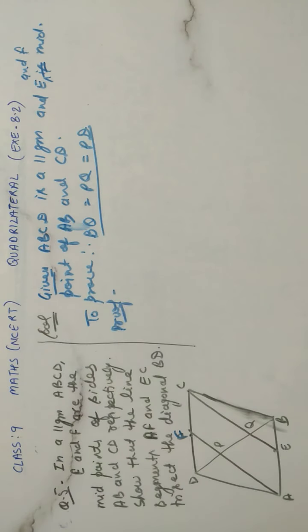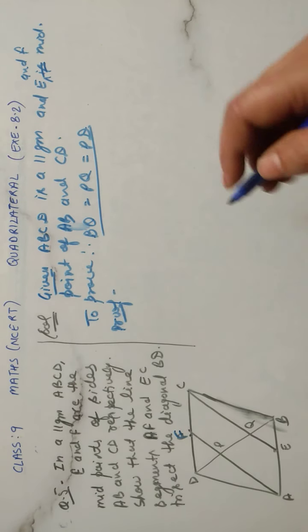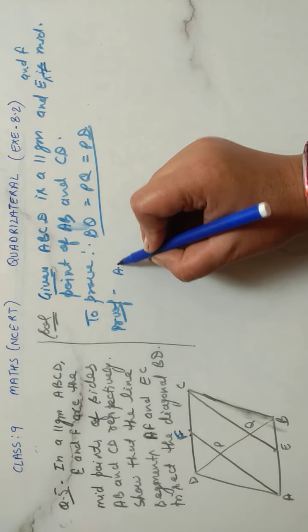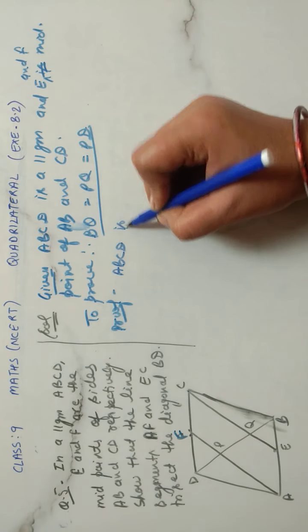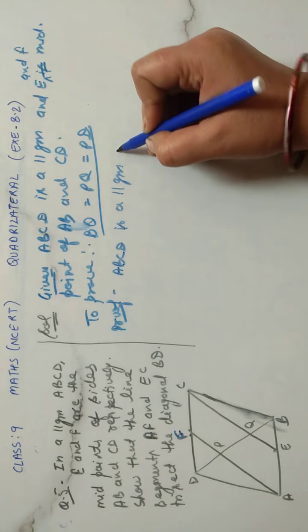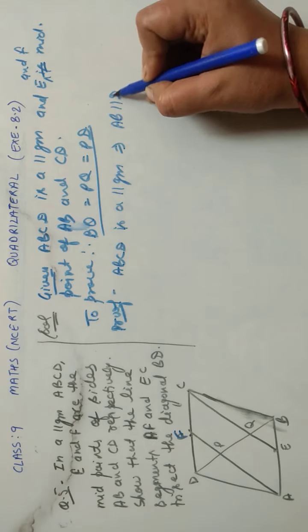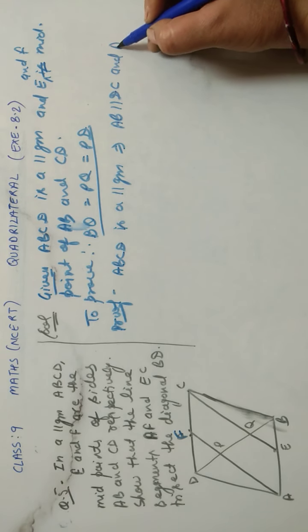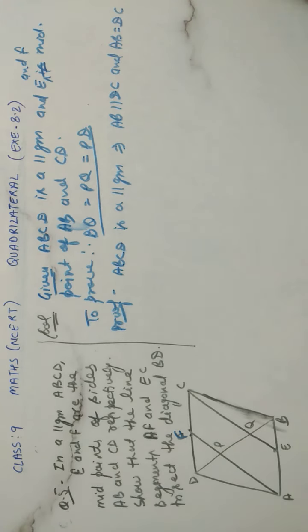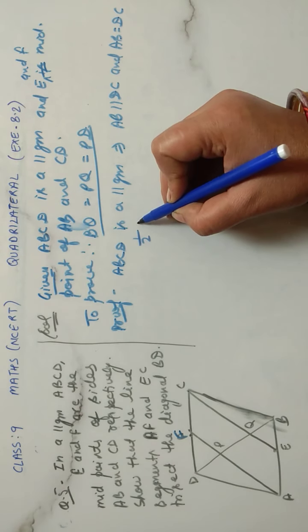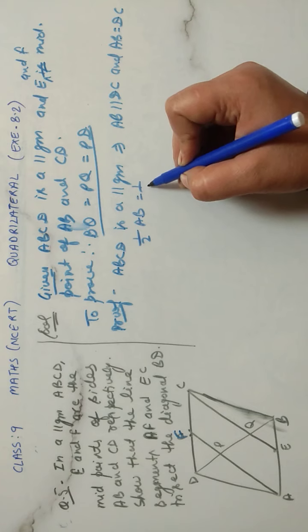So before proving it, what we know is that ABCD is a parallelogram. If ABCD is a parallelogram, then opposite sides are equal and parallel. AB is parallel to DC and AB is equal to DC. We have this because it is a parallelogram. So if these are equal, then their halves are also equal. If AB is equal to DC, then half of AB is equal to half of DC.